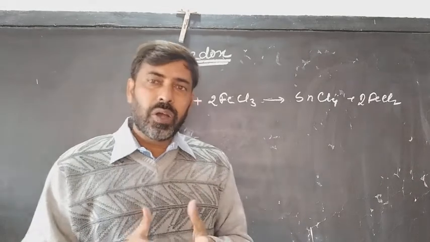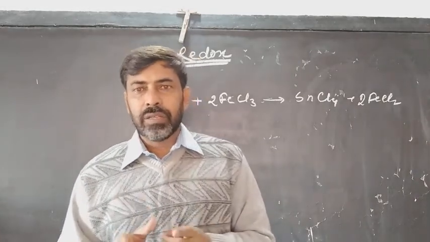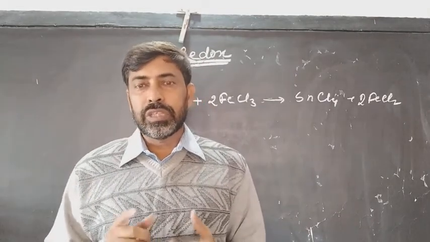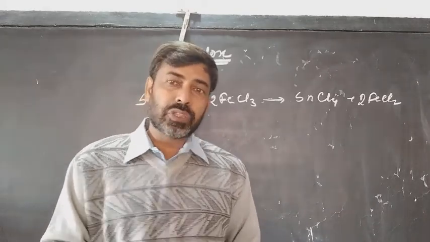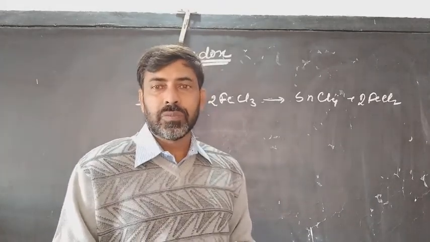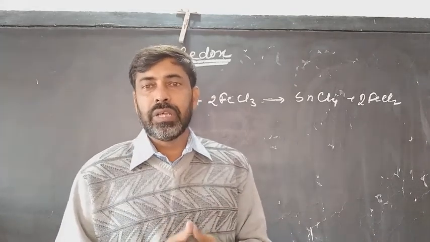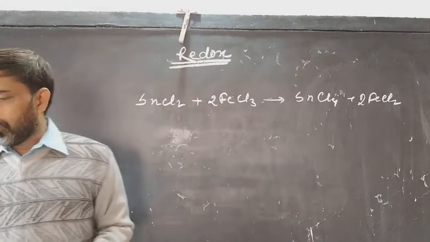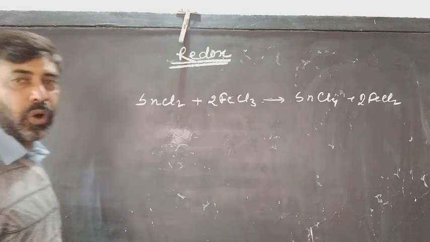So, what is oxidation and reduction according to the oxidation number? We say that an increase in oxidation number is called oxidation, and a decrease in oxidation number is called reduction. So we are just trying to find which part of the reaction is oxidation and which one is reduction. For finding the oxidation and reduction, first of all we will write the oxidation number of all the elements.